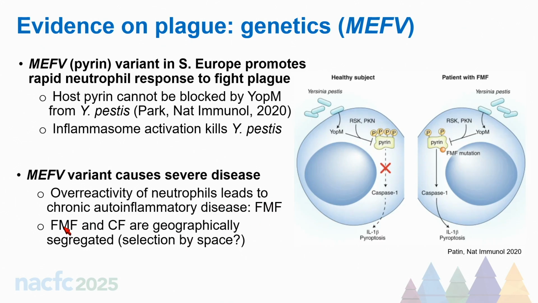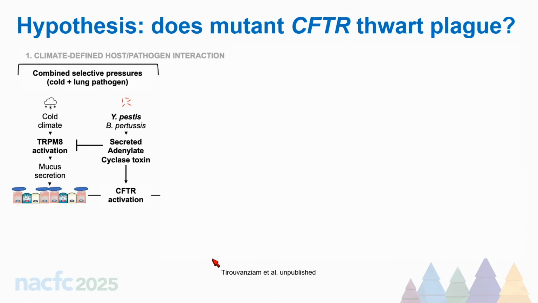What's interesting is that FMF is in Southern Europe and CF is in Northern Europe. So they are potentially a case of selection by space. So how might that work? When I was looking into this, my hunch was maybe it's cold climate. I'm a Southern Indian. I've been brought up in Paris. I can tell you it's not hot over there.